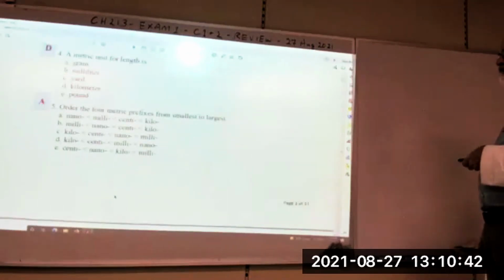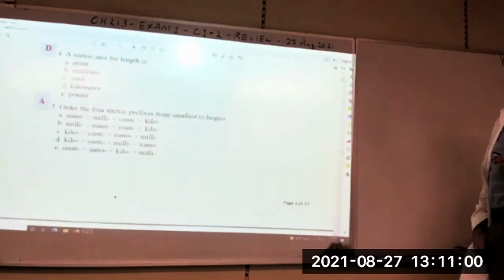All right, what's a metric unit of length? Well, that's mass, correct? That's volume. That's not even metric. There you go. There's the meter and the kilo. So it's 1,000 meters. We found our answer.